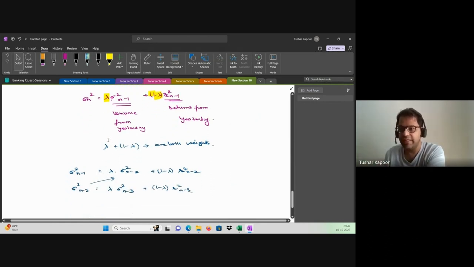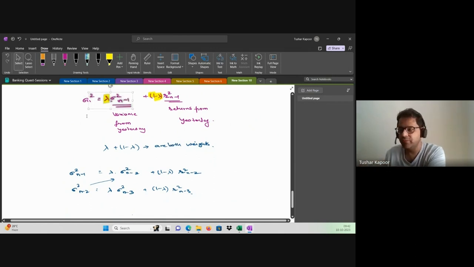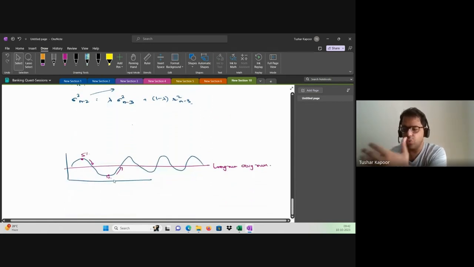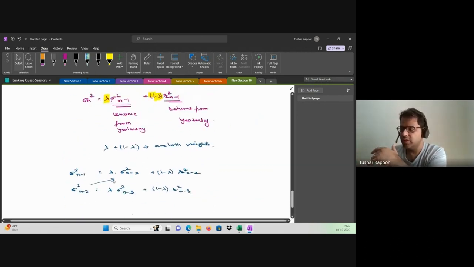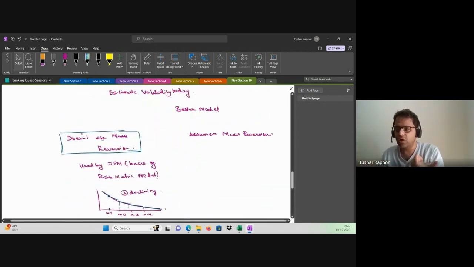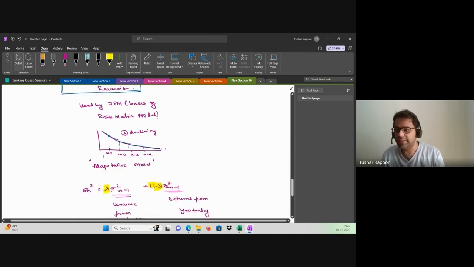It said if variance was high yesterday, it's going to be high today. Variance was low yesterday, it's going to be low today. It is nowhere talking about a slow, gradual shift in the numbers which get attracted to the long run average. So this was a bottleneck of this model, specifically the EWMA model, the exponentially weighted moving average model, which doesn't consider mean reversion.